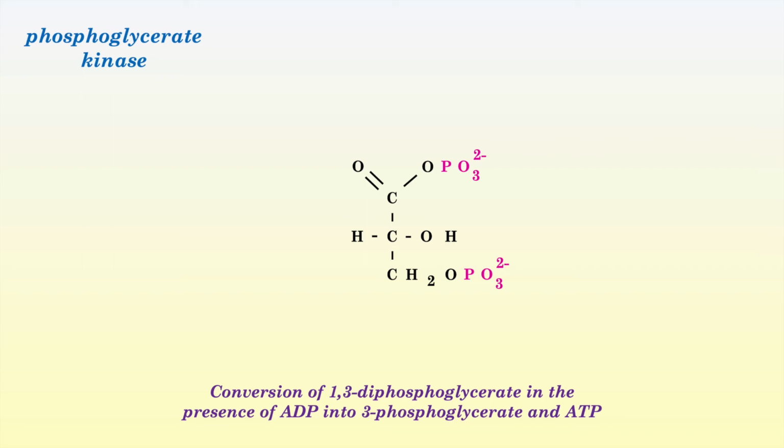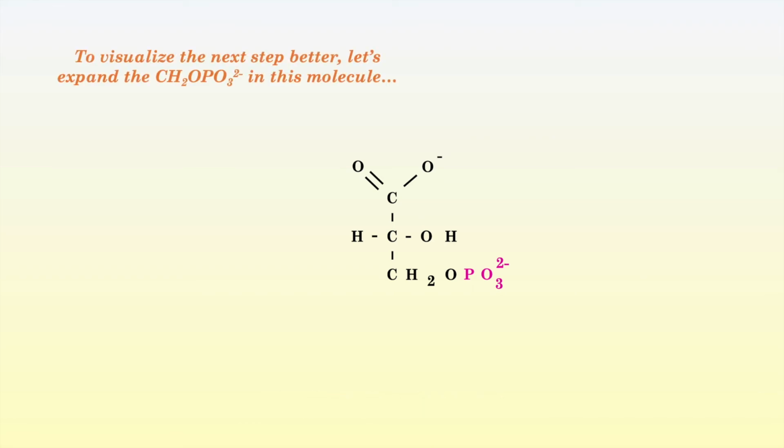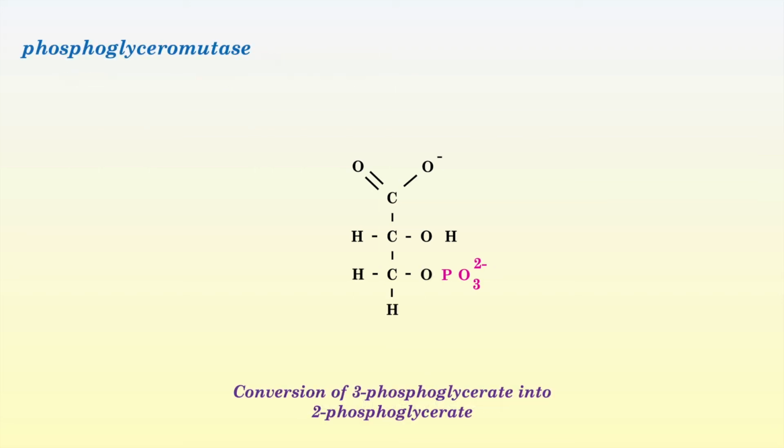The 1,3-DPG is now converted into 3-phosphoglycerate, and for the first time in glycolysis, ATP is generated. The enzyme that catalyzes this reaction is phosphoglycerate kinase. Let's just rearrange the bottom part of this molecule to make the next step clearer. Alright, so now the conversion of 3-phosphoglycerate into 2-phosphoglycerate occurs. This is catalyzed by phosphoglyceromutase.